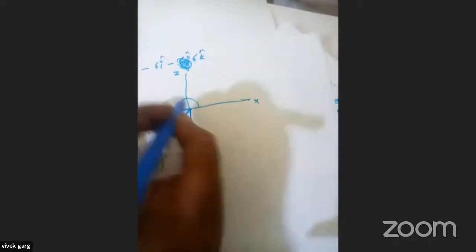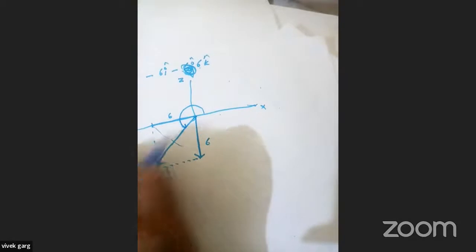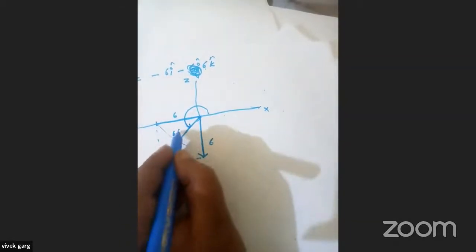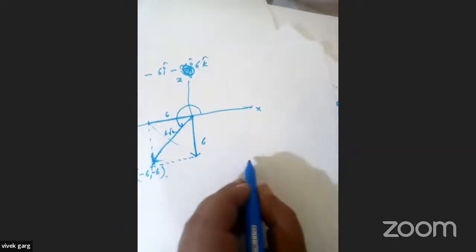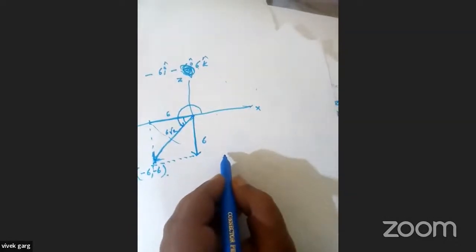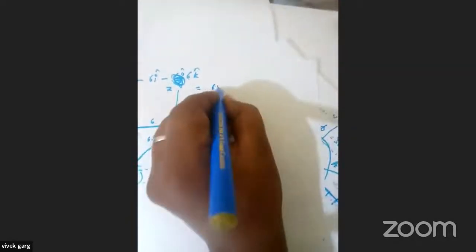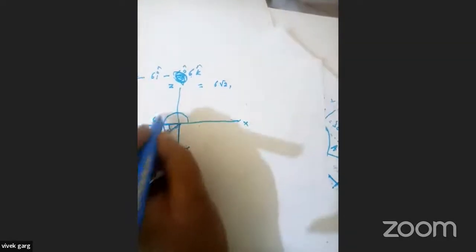I can represent this vector using its magnitude, its length, which in this case is a square, which means this must be 6√2. Since this is a square, this angle must be 45 degrees. I can say that this vector is the same as writing 6 root 2 along how much angle? 180 plus 45 degrees, 225 degrees.